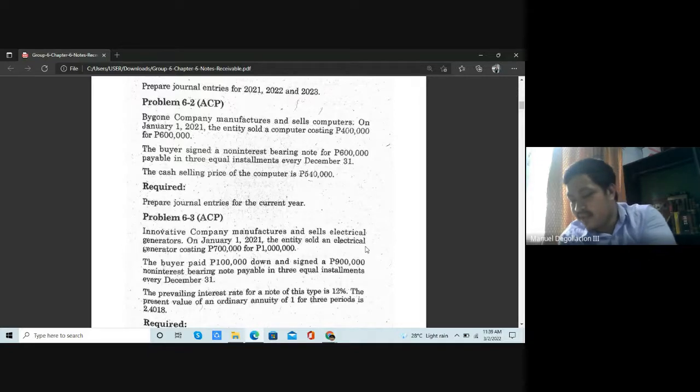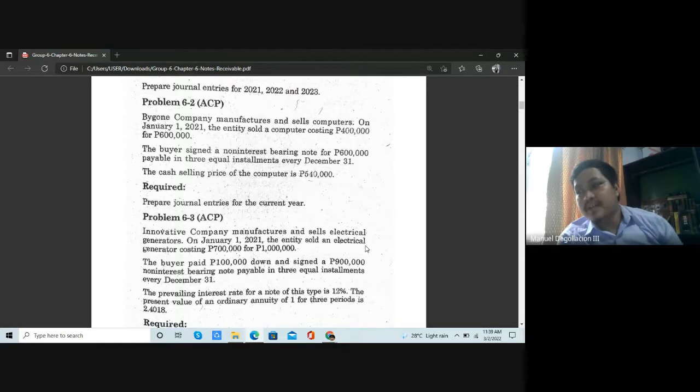And please take note, class, of the primary difference in the entries. On the date of sale for problem 6-1, there is no entry involving any interest account. For problem 6-2, our entry on the date of sale will already include an interest account, but again, an unearned interest income account.